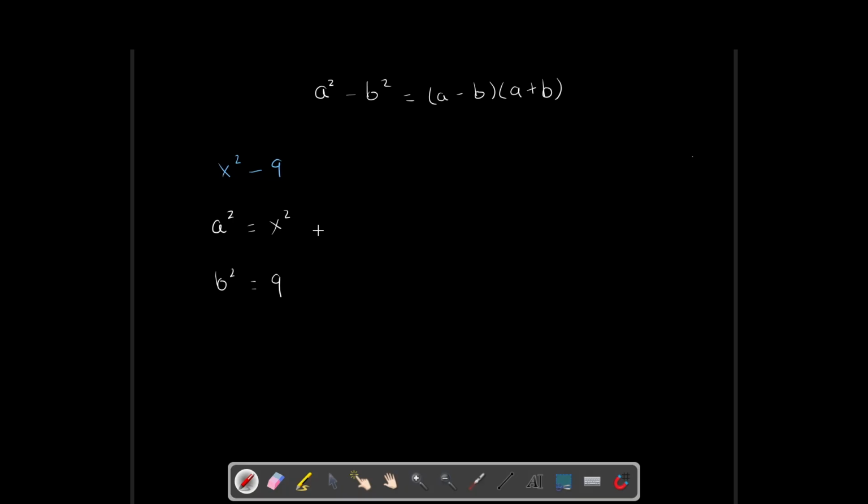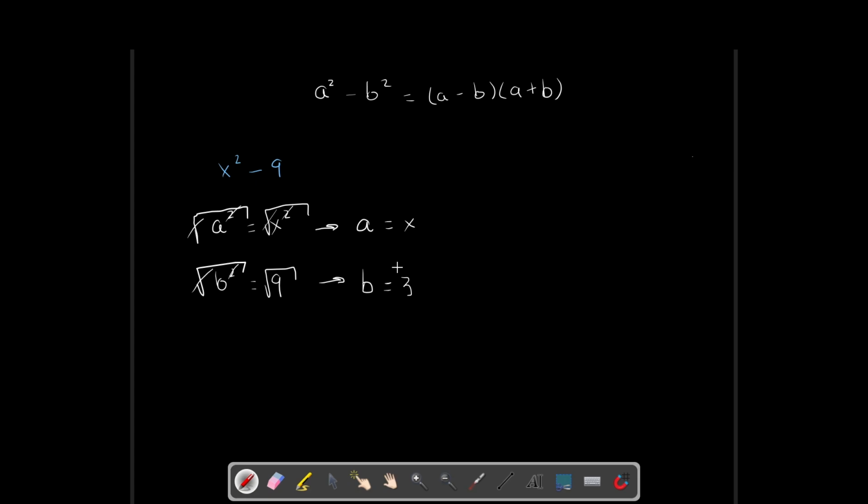For finding a, it's just as easy as taking the square root on both sides of this equation. We can cancel out the index of the root with the exponent, and we get that a is equal to x. Then for b, we do exactly the same. We take the square root on both sides. The square root of b squared is just b, and the square root of 9 is 3, because 3 squared is 9. So b is equal to 3.